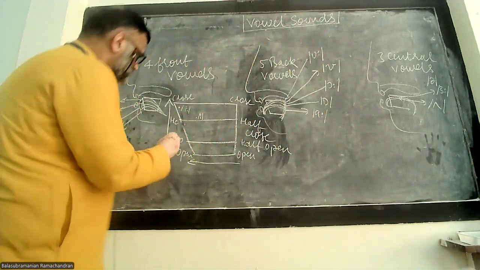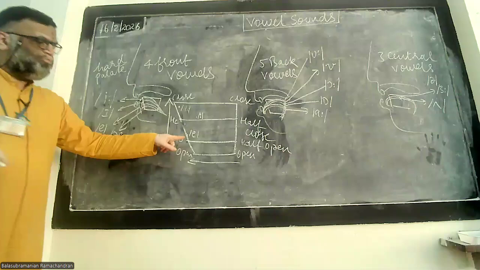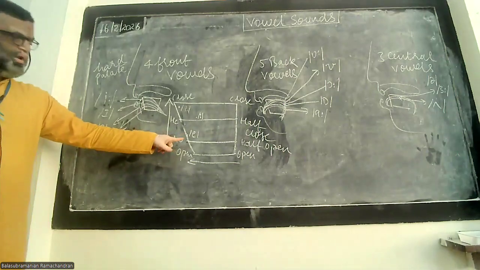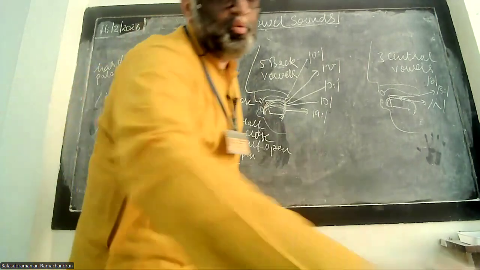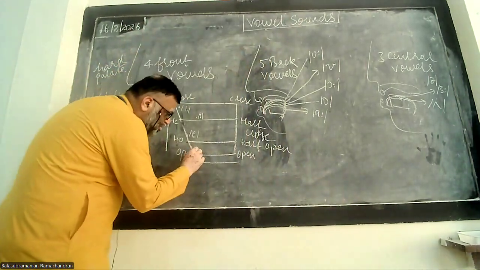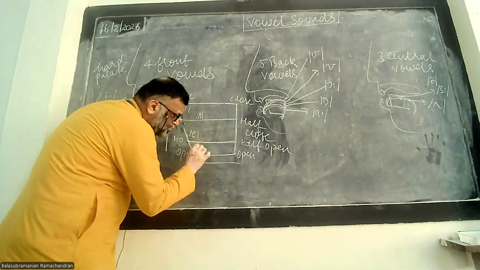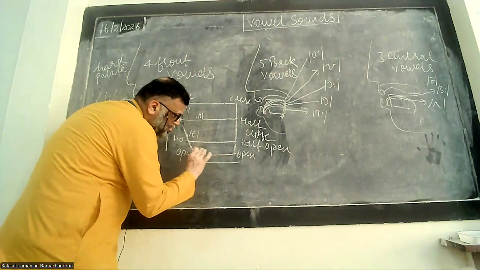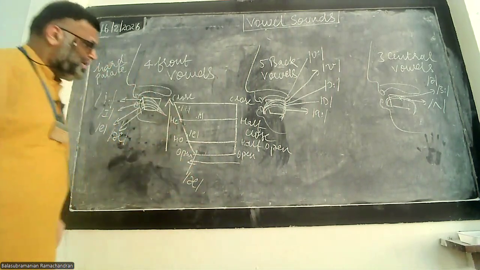Then, just above half open, this front vowel, and then we have the fourth vowel just above open. Sorry, I'm not able to write it properly, so I'll write it outside.